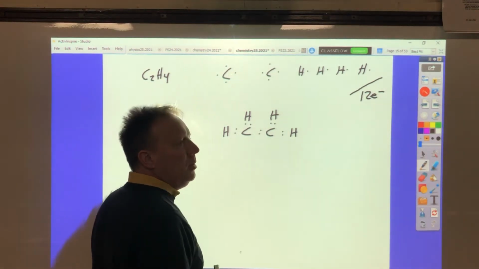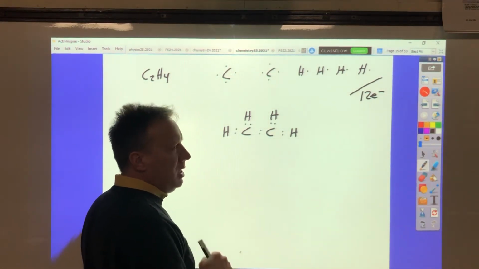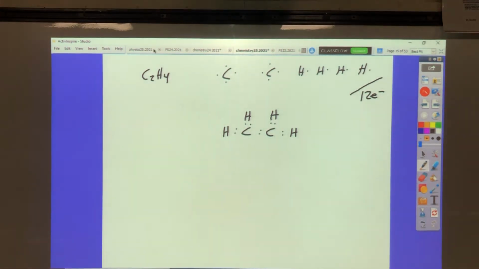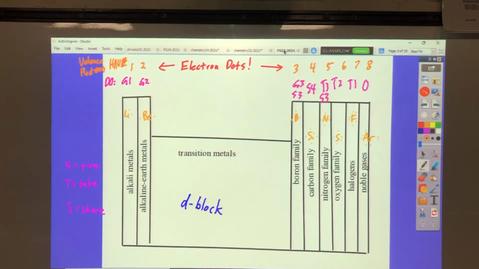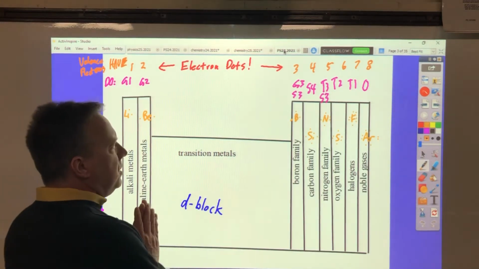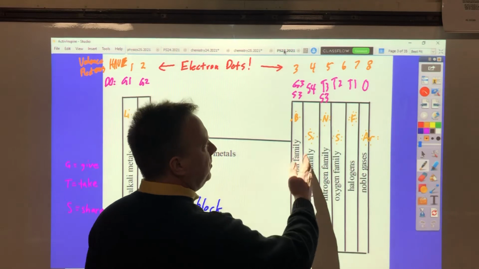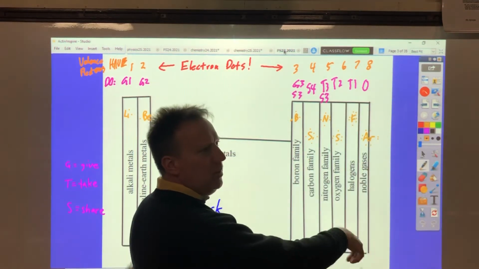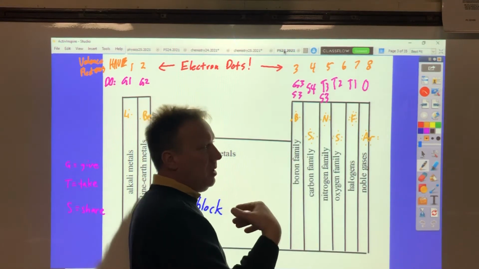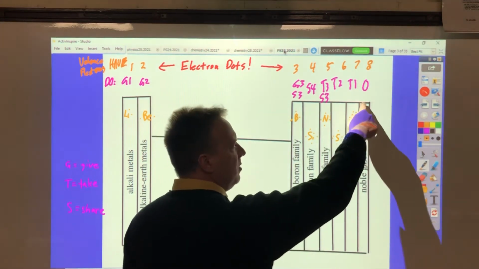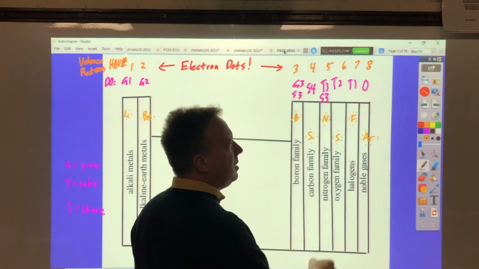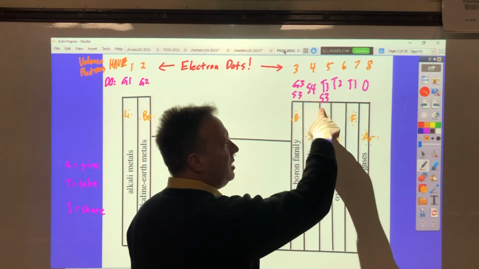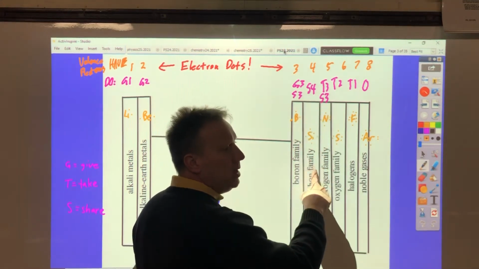Once you share, put your shared pairs in, then everybody gets 8. Now there are some exceptions to that, and I want to mention those now and again later. Pretty much everybody gets 8. These get 8. These already have 8, so they don't do reactions, so we don't have to make molecules. So they don't make molecules, so we don't have to talk about these this chapter. In fact, we're pretty much done talking about the noble gases. These end up with 8 valence electrons.